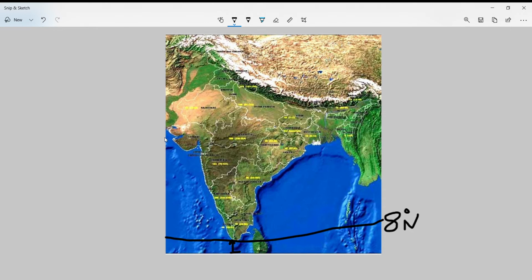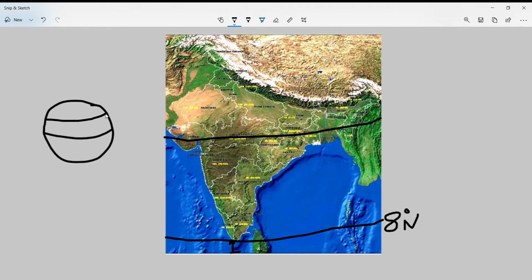And also the Tropic of Cancer, which is 23 degrees 30 minutes north, passes through the center of the country. Now you all have studied about heat zones. I hope you all remember the portion between 0 degree equator and Tropic of Cancer. This portion of the earth is very hot and receives direct sun rays, and it is called torrid zone.